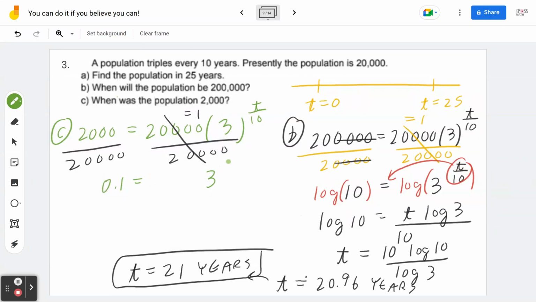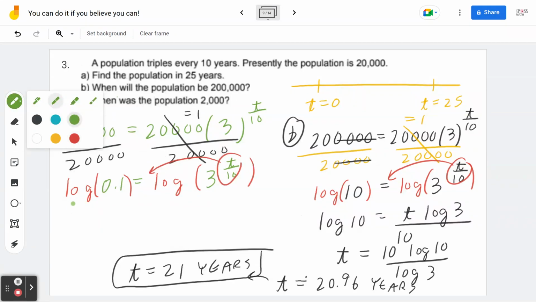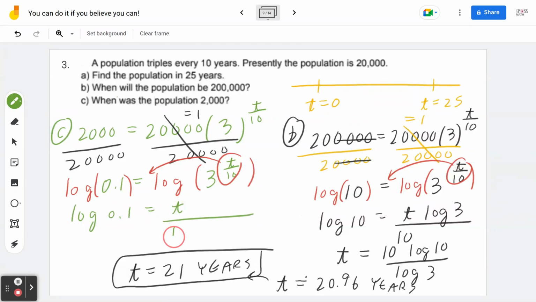It's up to you. Don't forget, you have to log both sides in order to solve the exponent. And of course, in grade 12, you can also ln both sides. That's another approach, but we'll stick to this method. You can bring the exponent to the front. So now log of 0.1 equals t divided by 10 times log of 3.